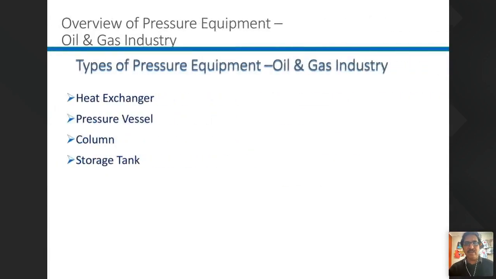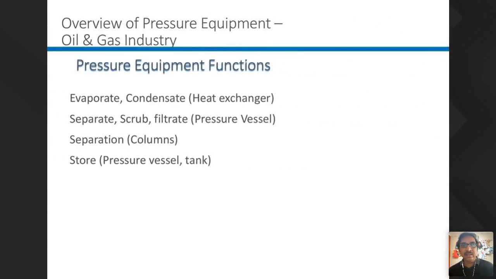Types of equipment, there are plenty, but I've just taken four major items: heat exchanger, pressure vessel, column, and storage tank. Let's see what their functions are. Heat exchanger, as the name implies, is used to evaporate and condense, either cool or heat a fluid. That's the purpose of a heat exchanger.